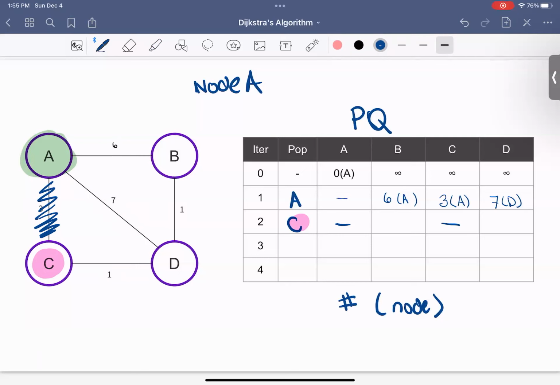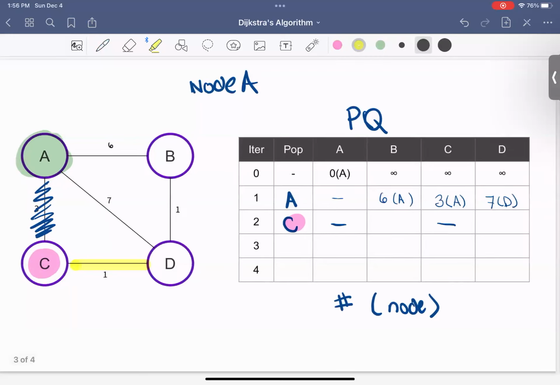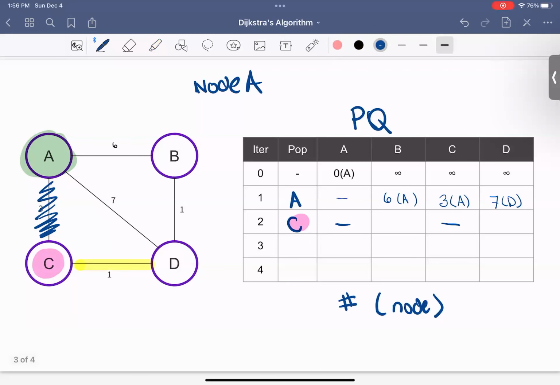Okay, so now let's go ahead and deal with C. There's only one path going from C that hasn't been consumed yet, and that's from C to D. Now here's what we're going to do. We're going to determine: is it faster going from A to C and C to D, or is it faster just going from A to D?